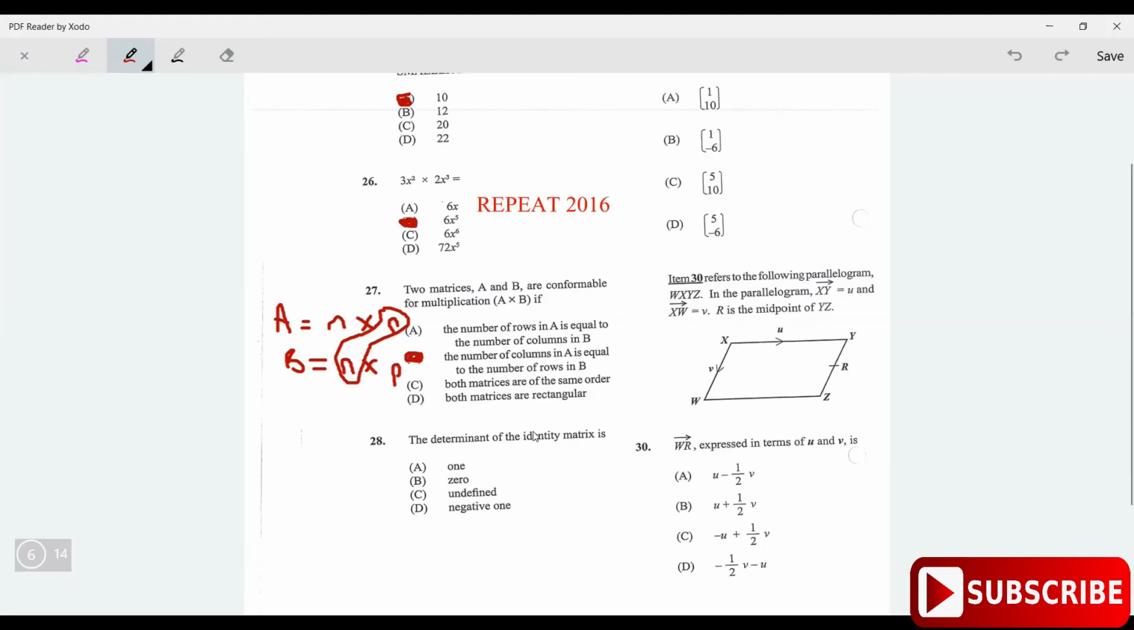Nice. The determinant of the identity matrix. Identity matrix is 1, 0, 0, 1. The determinant of this identity matrix is 1 times 1 minus 0 times 0, which is 1. So the determinant of the identity matrix is 1.